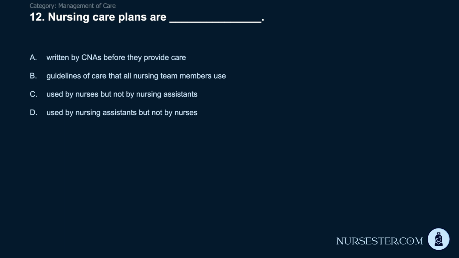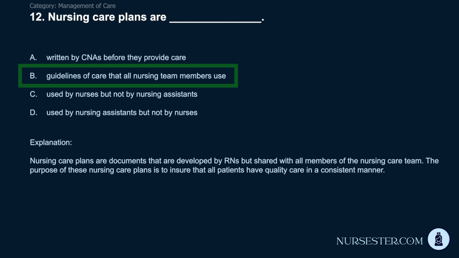12. Nursing care plans are _. A. Written by CNAs before they provide care. B. Guidelines of care that all nursing team members use. C. Used by nurses but not by nursing assistants. D. Used by nursing assistants but not by nurses. Correct answer, B. Guidelines of care that all nursing team members use. Nursing care plans are documents that are developed by RNs but shared with all members of the nursing care team. The purpose of these nursing care plans is to ensure that all patients have quality care in a consistent manner.